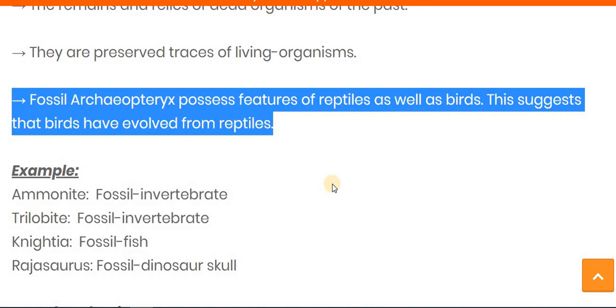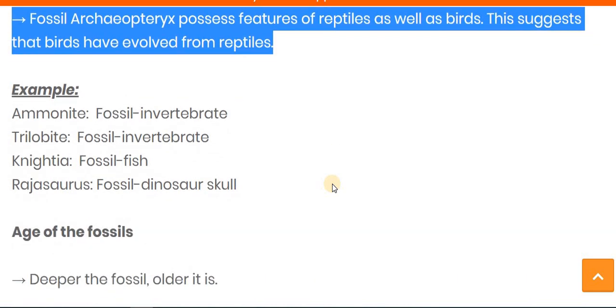For example, the ammonite fossil, it is for the invertebrates. The trilobite fossil, it is also an invertebrate. The Nyctia, that fossil is from a fish. Then the Rajasaurus, this kind of fossil is made by dinosaur skulls. So this also gives the evidence of evolution.